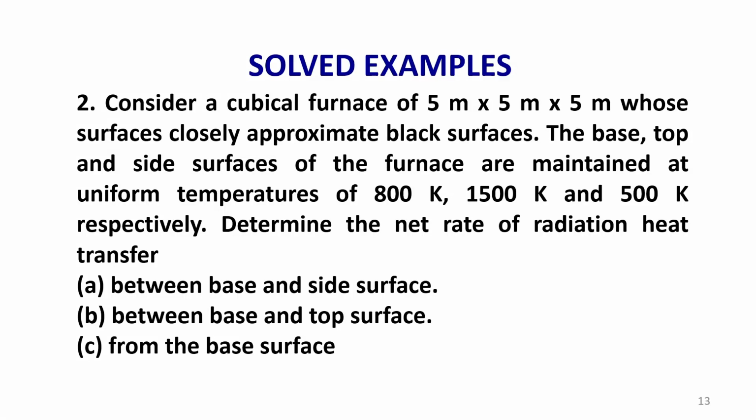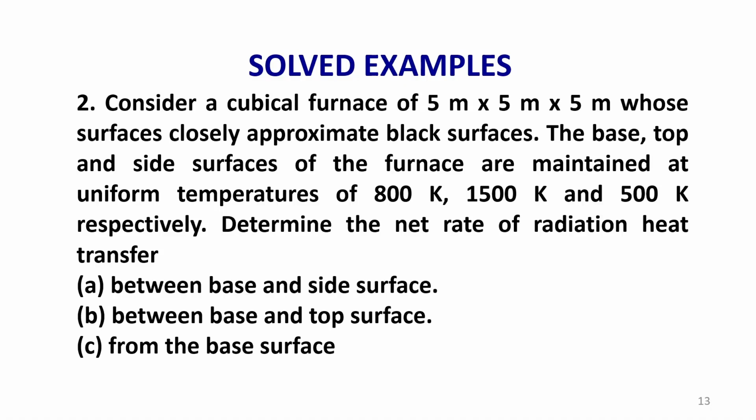Let us move to the second numerical. Consider a cubical furnace, the dimensions of the furnace are given. You know the sides of the cube are equal, so 5 into 5 into 5 meter in this case, whose surfaces closely approximate the black surface. The base, top and side surface of the furnace are maintained at 3 different temperatures: the base is maintained at 800 Kelvin, the top surface, which has the highest temperature, 1500 Kelvin, and the side surfaces are maintained at 500 Kelvin. Determine the net rate of radiation heat transfer between the base and the side surface first.